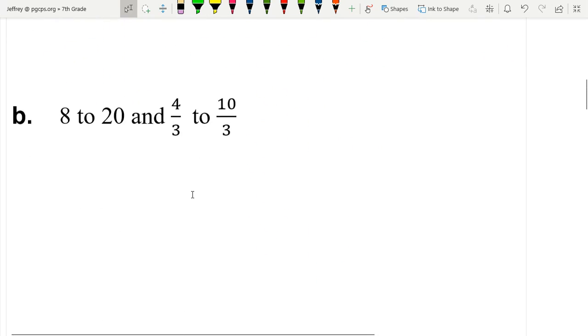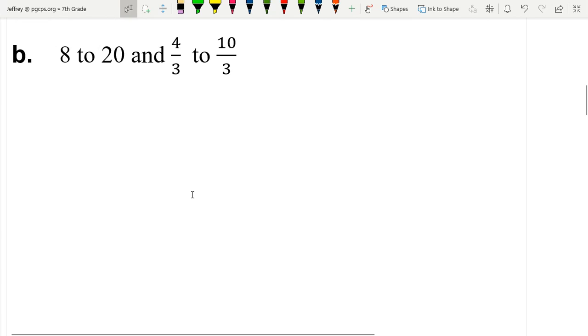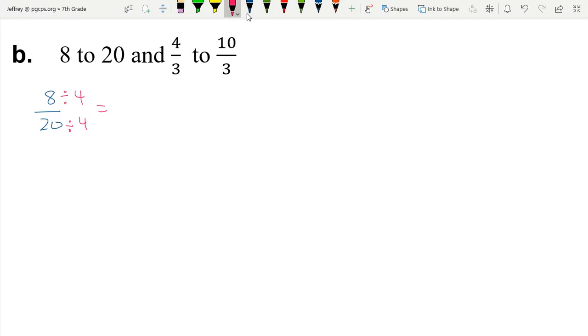Now, letter B. We have 8 over 20 and 4/3 to 10 over 3. So let's check this out. First method, we're going to use simplifying it, right? So 8 over 20. Let's simplify this. What number can you divide into 8 and 20? And you're right, we can divide by 4. So 8 divided by 4 will give us 2, and 20 divided by 4 will give us 5. This is the simplest form. Now, let's try the fraction. So it's going to be 4 over 3 over 10 over 3.